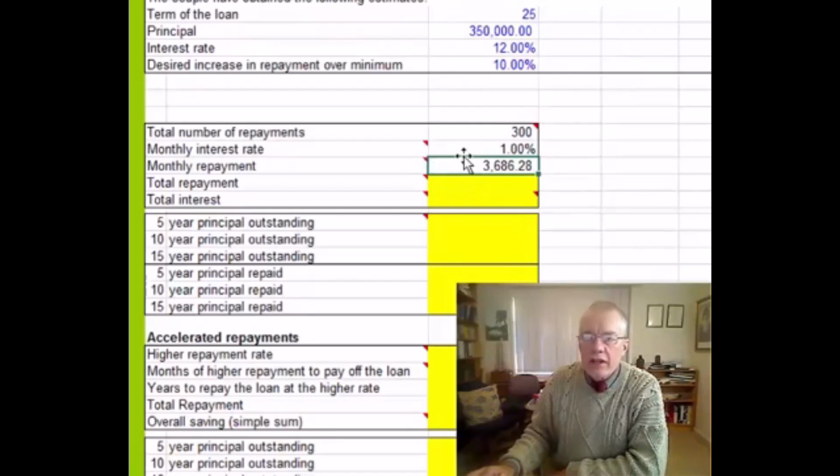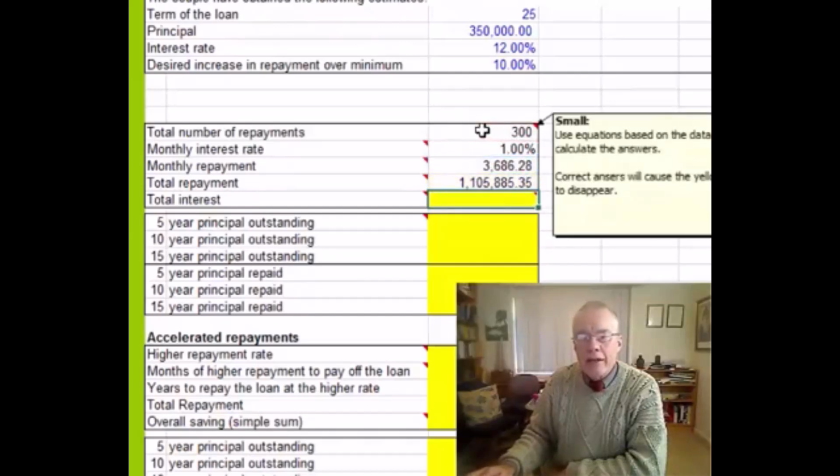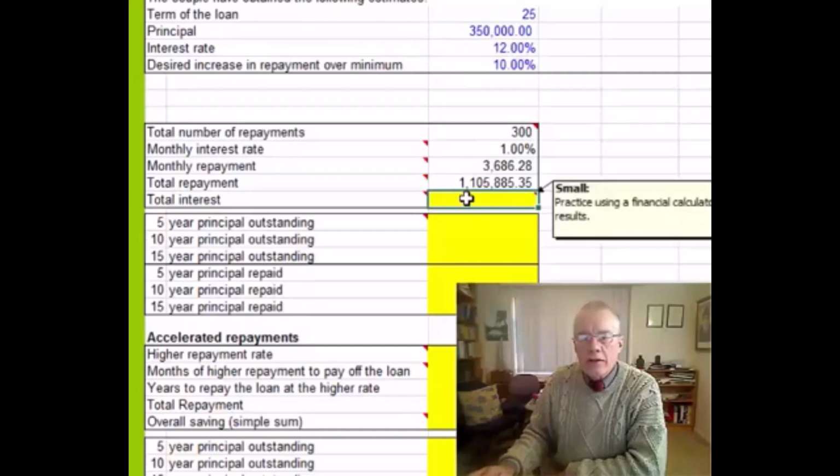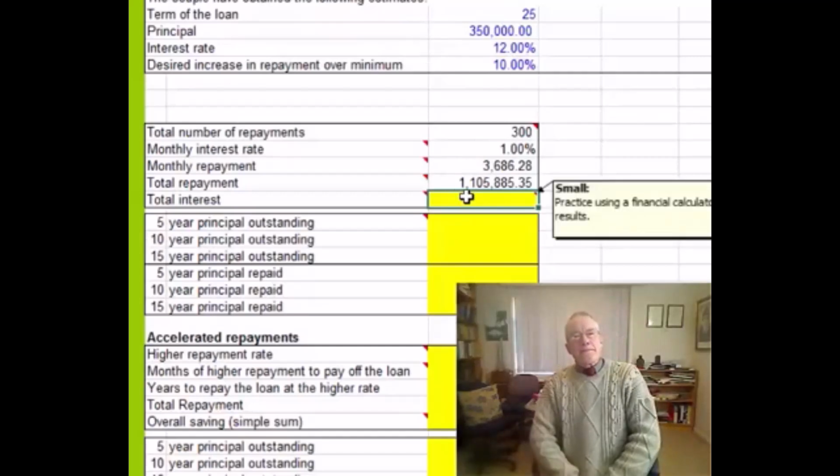Okay, so what that's telling us is that if I borrow $350,000 over 25 years at 12%, I'm going to be repaying with monthly payments of $3,686 per month. What's my total repayment? Total repayment is simply 300 times the monthly repayment. And so the calculation here, there's no built-in function for it because it's so easy to calculate by hand. I'm paying back $1.1 million on my $350,000 loan.